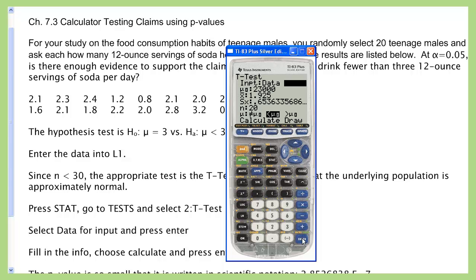Okay, so I'm going to go to Stat, over to Test, and the t-test is the second one, and that's the one I want. And I'm going to pick Data, and I have to press Enter to get it to hold on to that. And I didn't really need my mean. I just wasn't thinking when I did that.